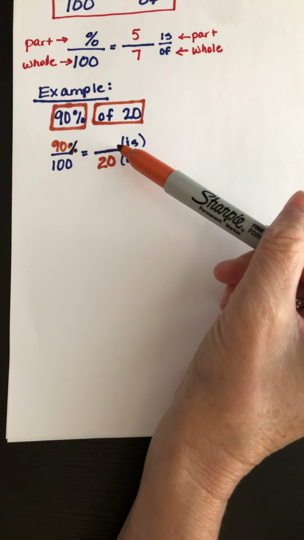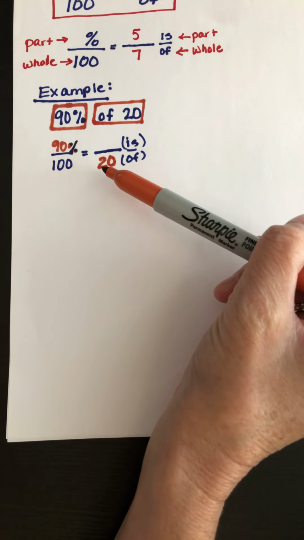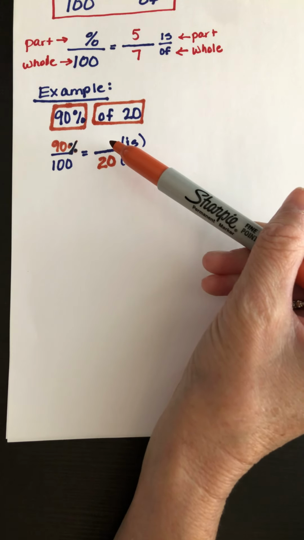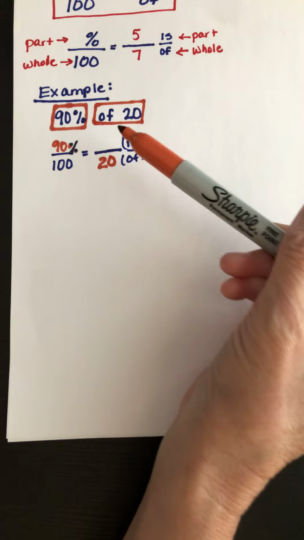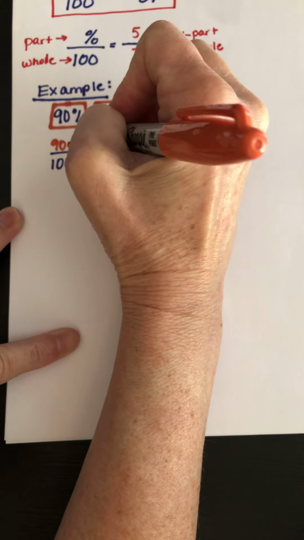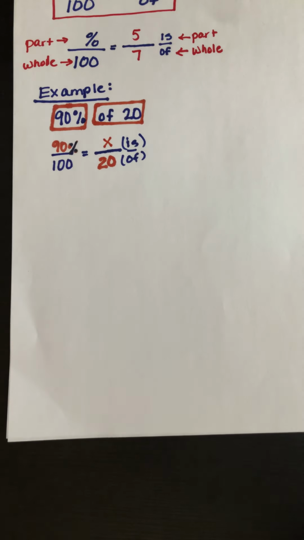Let's pretend these are cookies. How many cookies of those 20 are, let's say, sugar cookies? So what's that number going to be? Since we don't know that number, we're going to plug in what's called a variable. I'm just going to use the letter X as my variable. A variable is our unknown. That's what we're trying to figure out.